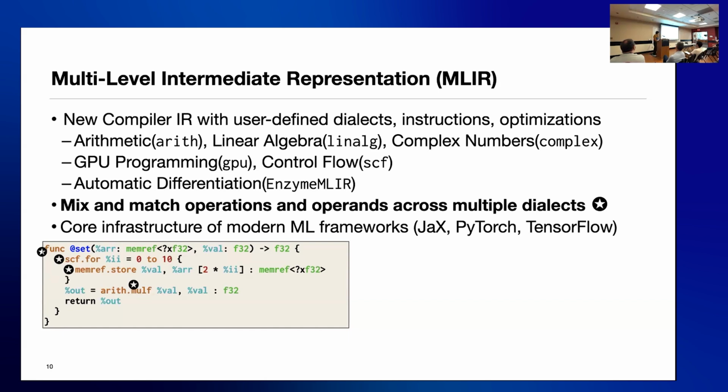If we look at this example here, this set function defines a function where you're setting the elements of this array ARR to val. I hope my cursor is visible. Great. You define this function using the func dialect, and then you define a for loop using the SCF dialect, wherein you use this memref.store op from the memref dialect to store the value into the array. Finally, you use the arith dialect to square the value and return it.